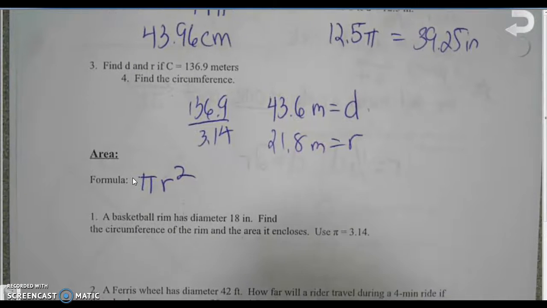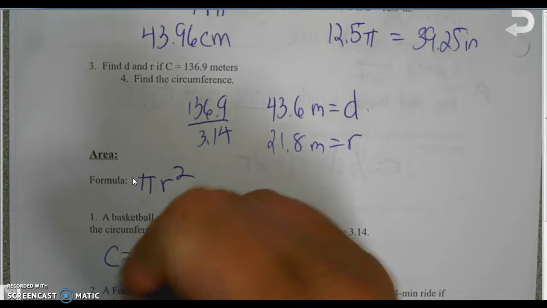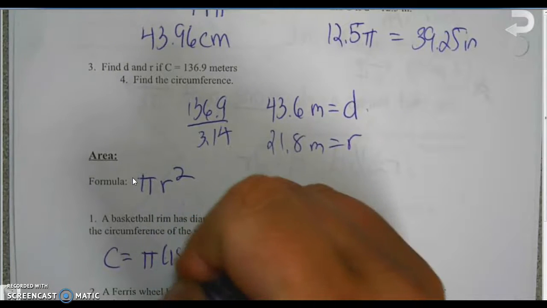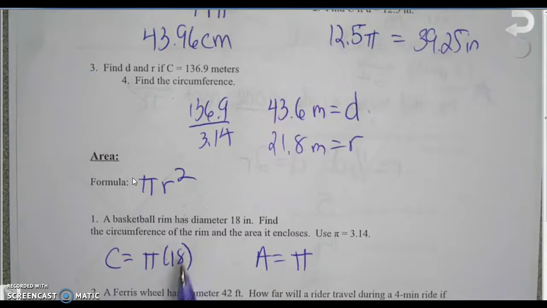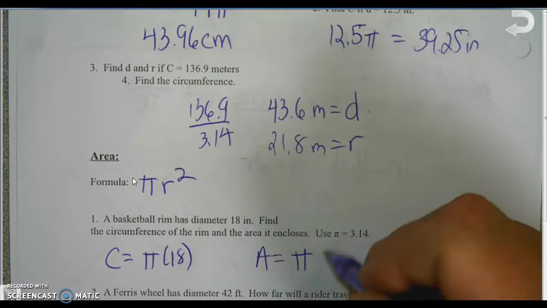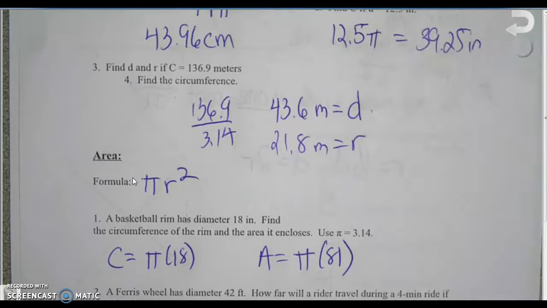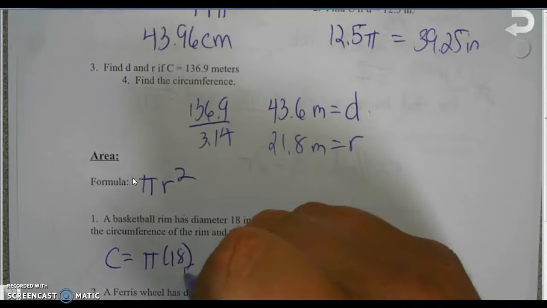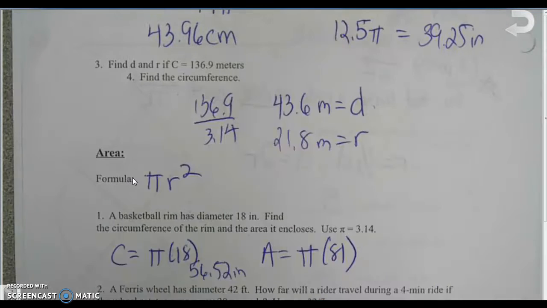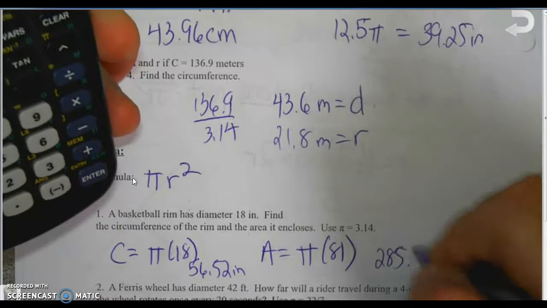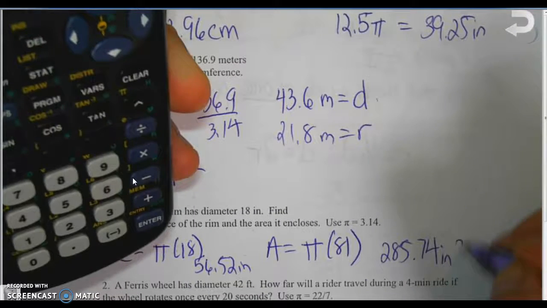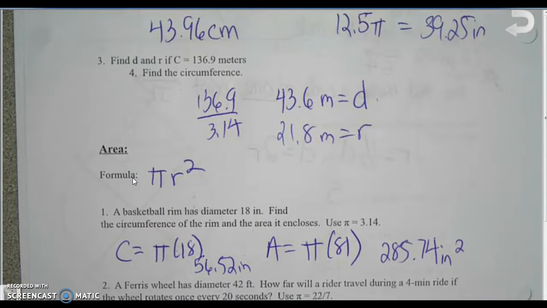Well, for circumference, we can use the diameter. So circumference is equal to pi times 18. But for the area, we have to use pi, but now we have to use the radius, so it's r squared, which is 9 squared, which is 81, times pi. And so then we find that the circumference of the basketball rim is 56.52 inches, and that the area of a basketball rim is 254.34 inches squared. Remember, all of our areas are supposed to be squared.